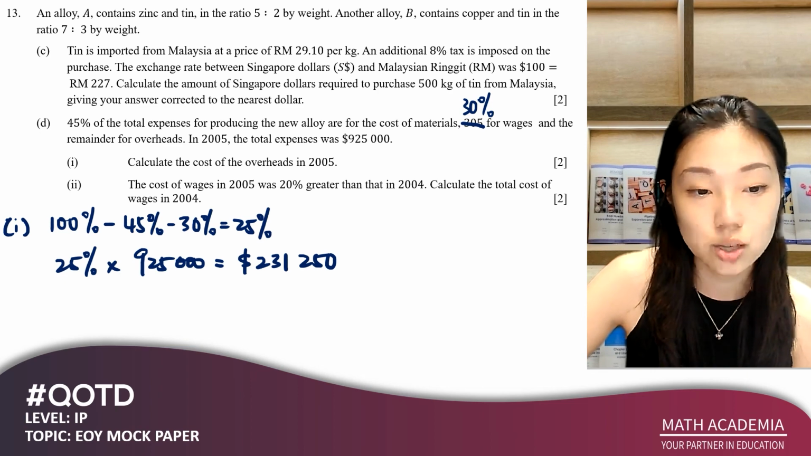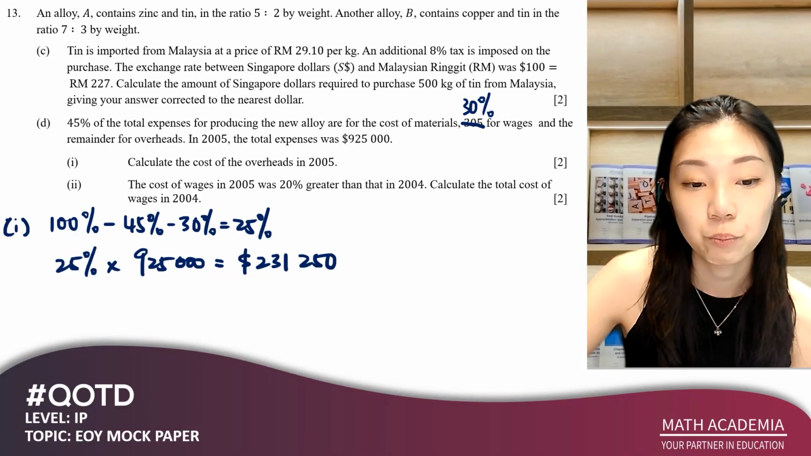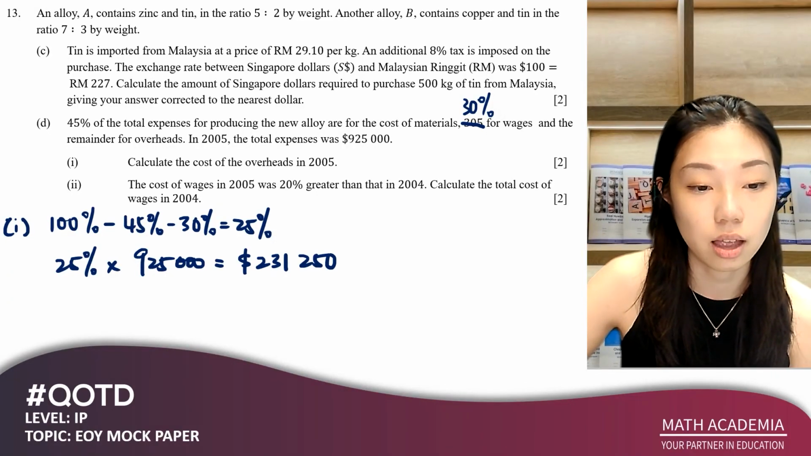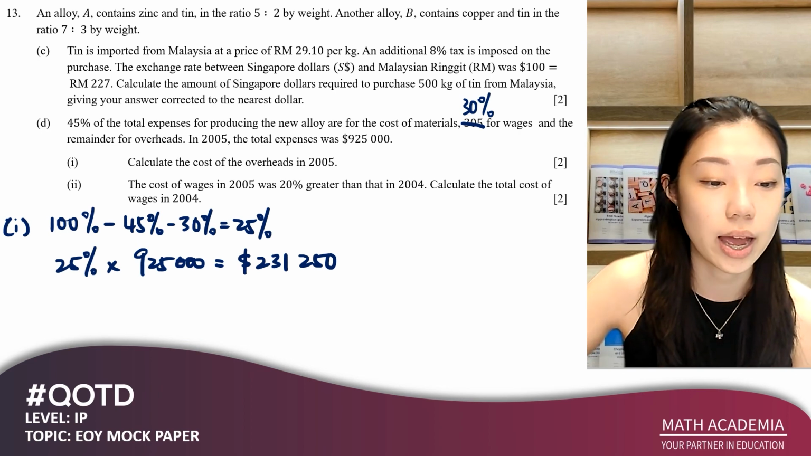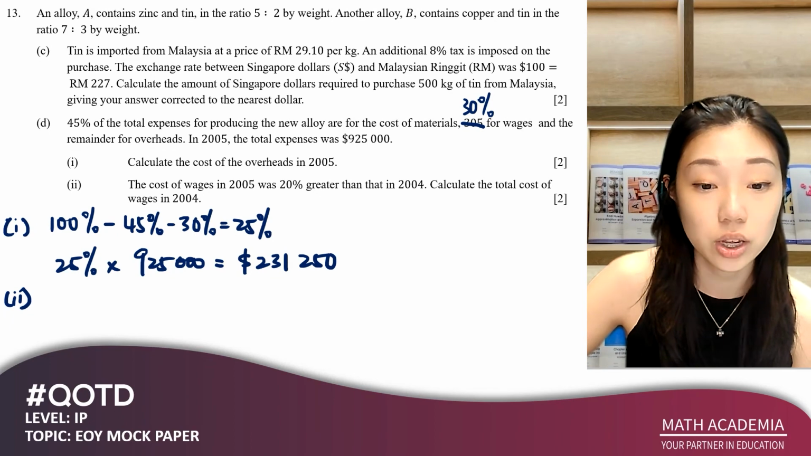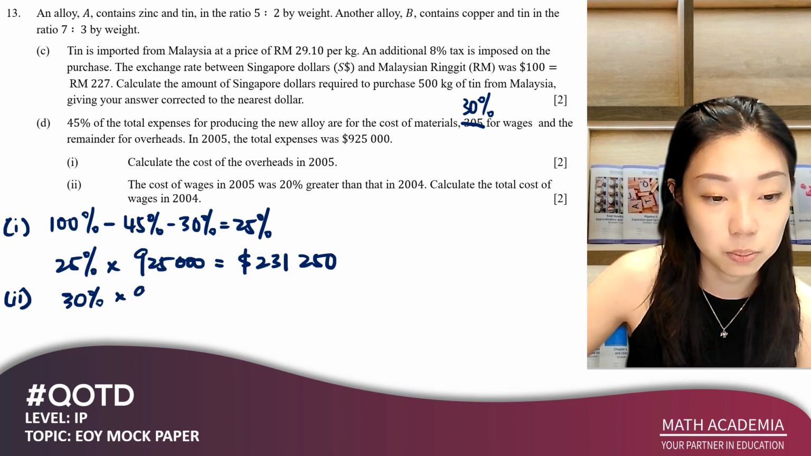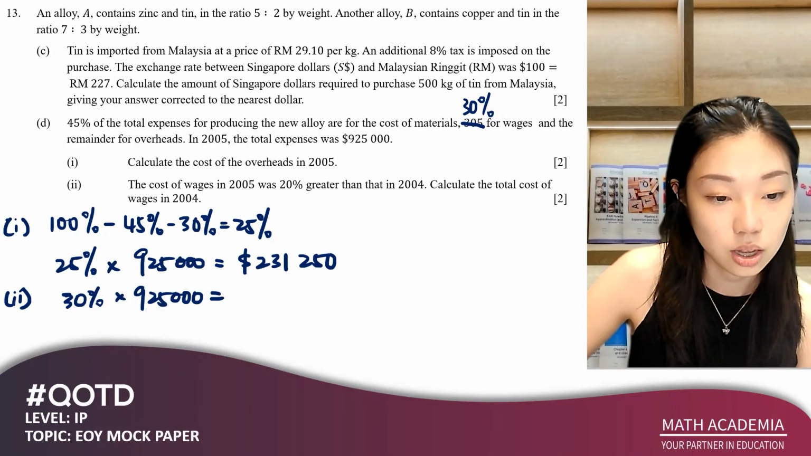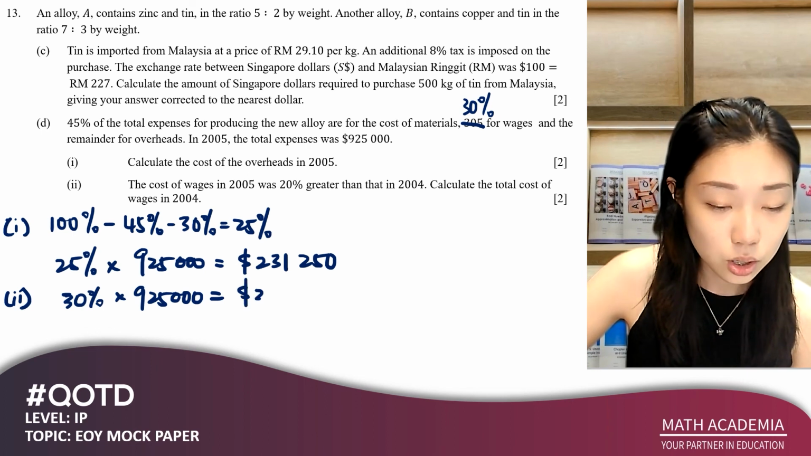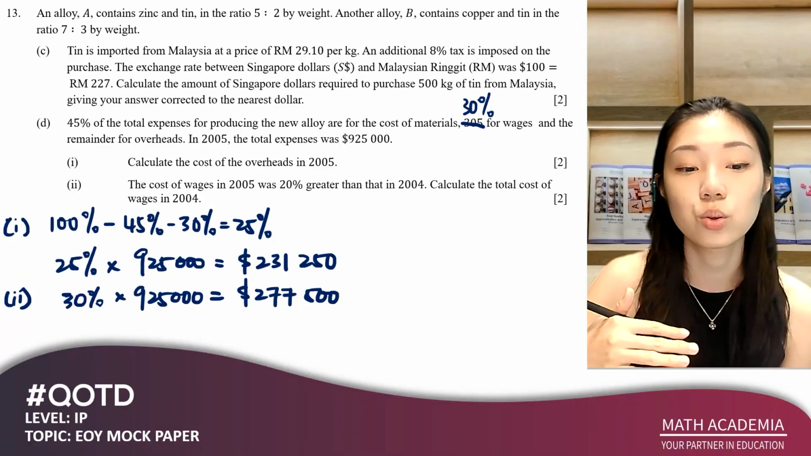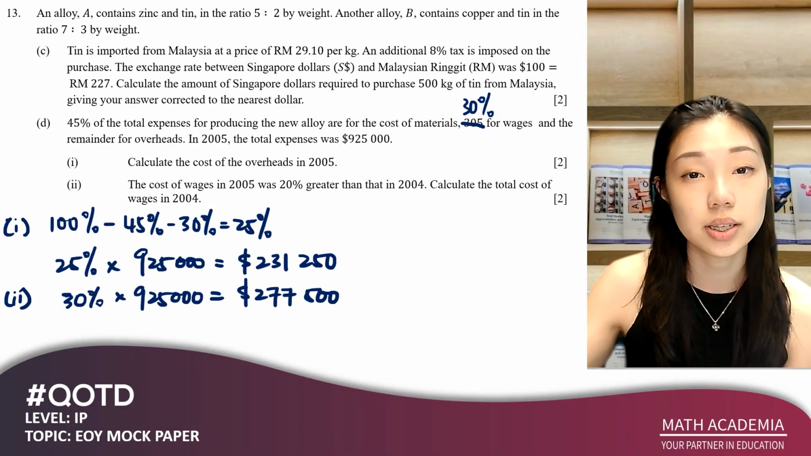And for part 2, the cost of wages in 2005 was 20% greater than that in 2004. So calculate the total cost of wages in 2004. Alright, so first of all, I need to find the cost of wages in 2005, where I take 30% multiplied by 925,000. Okay, that would give me 277,500.